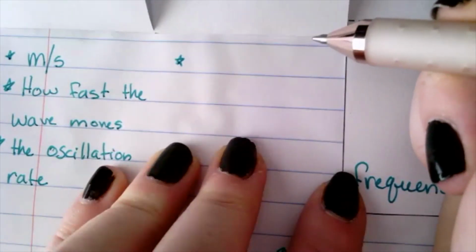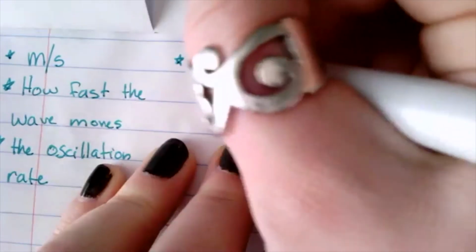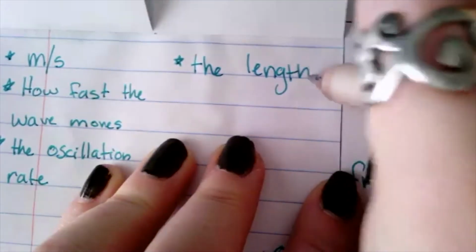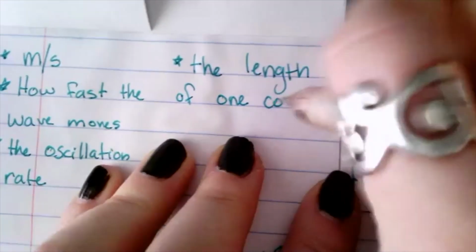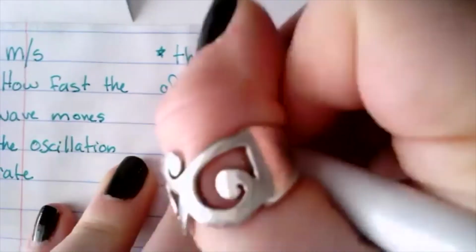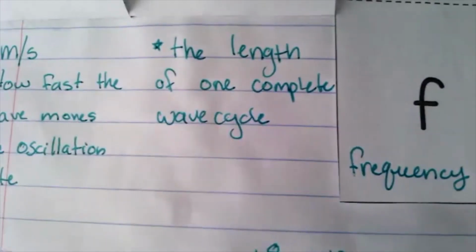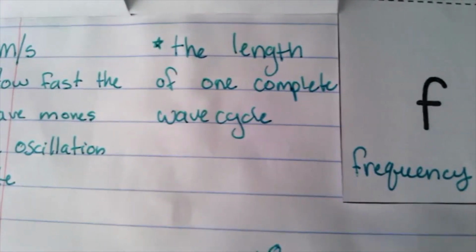All right, a wavelength is the length of one complete wave cycle, which we know is a complete crest and a complete trough. We know that a wave cycle is one complete crest and one complete trough.